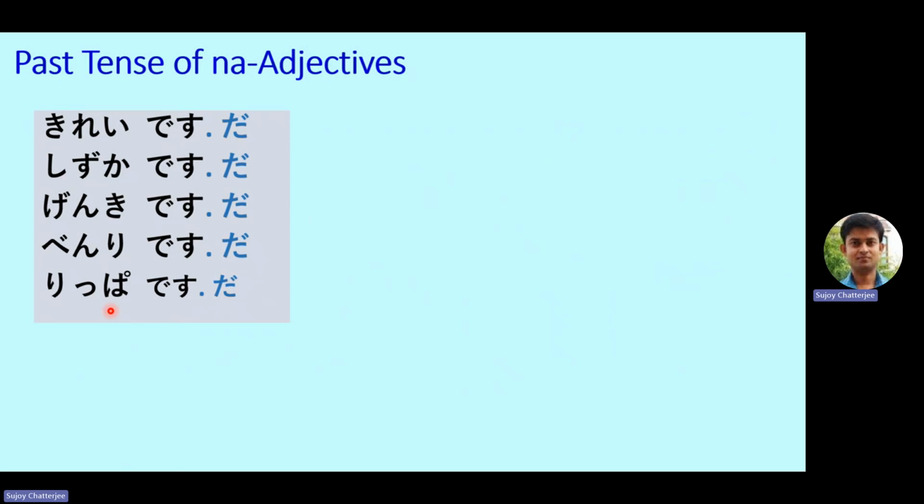Kirei desu, shizuka desu, genki desu, benri desu, rippa desu. And the informal form of desu is da, as we have seen in a previous lesson in which we distinguish between da and desu. So this is just the informal version. Kirei da, shizuka da, genki da, benri da, rippa da.